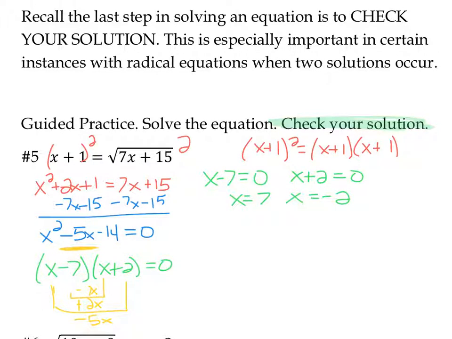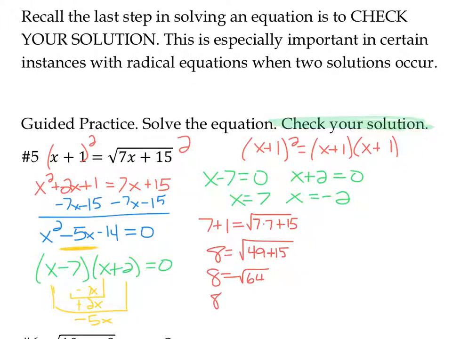If I check the 7, I'm going to have 7 plus 1 equals the square root of 7 times 7 plus 15. That's 8 equals the square root of 49 plus 15. That's 8 equals the square root of 64. 8 equals 8. That checks. That's a solution.